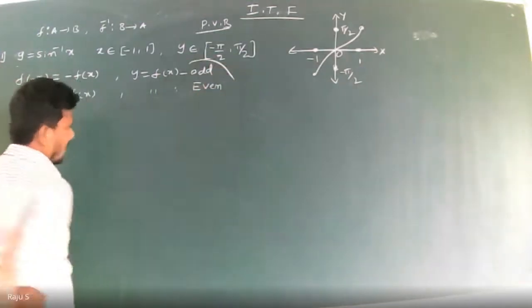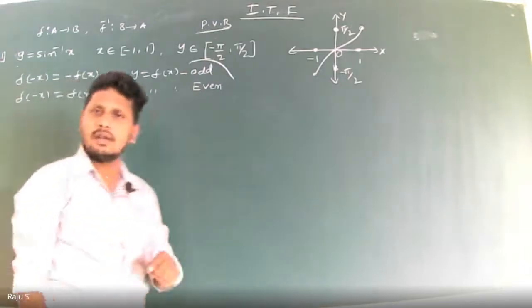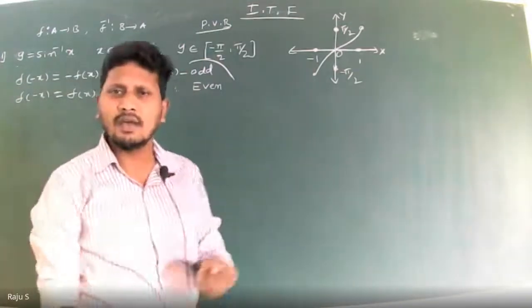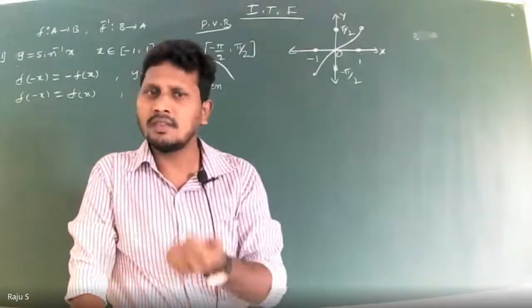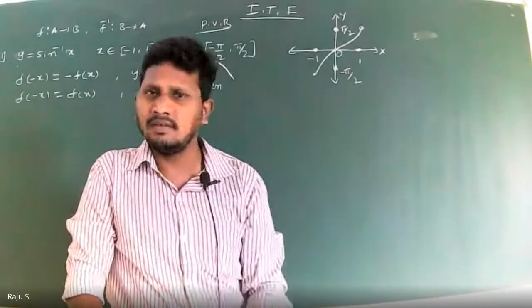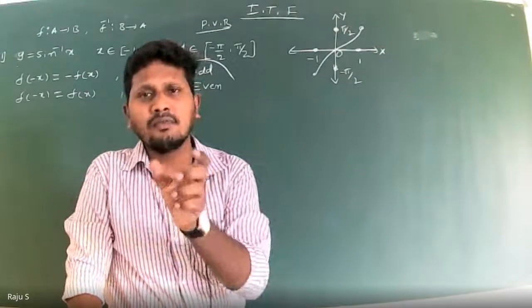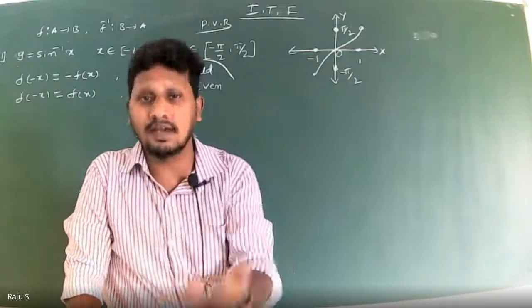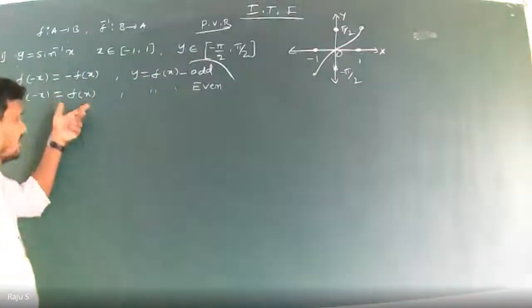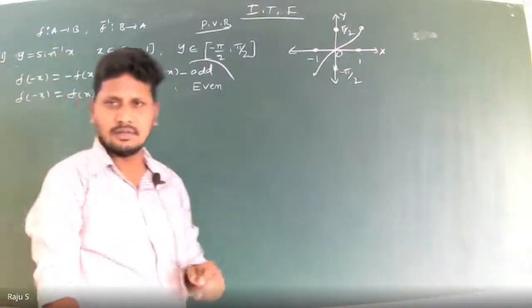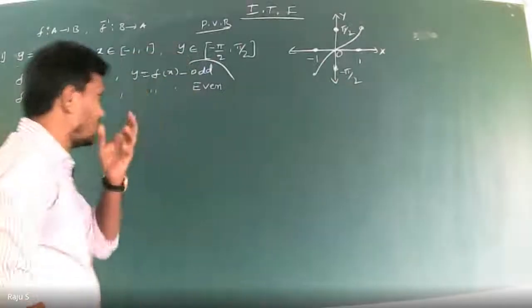Remember, I already told you that sine is an odd function because sine of minus theta is equal to minus sine theta. What is an even function? Cos is an even function. Cos of minus theta is equal to plus cos theta. According to this condition only we can say whether it is even or odd. Right? Fine. That is about this.